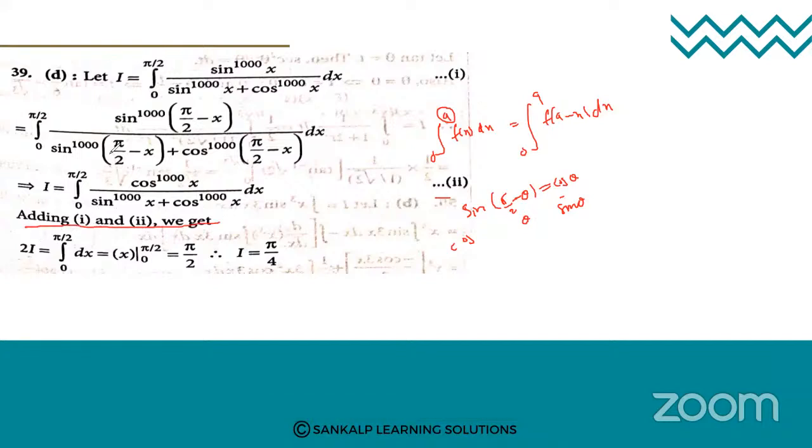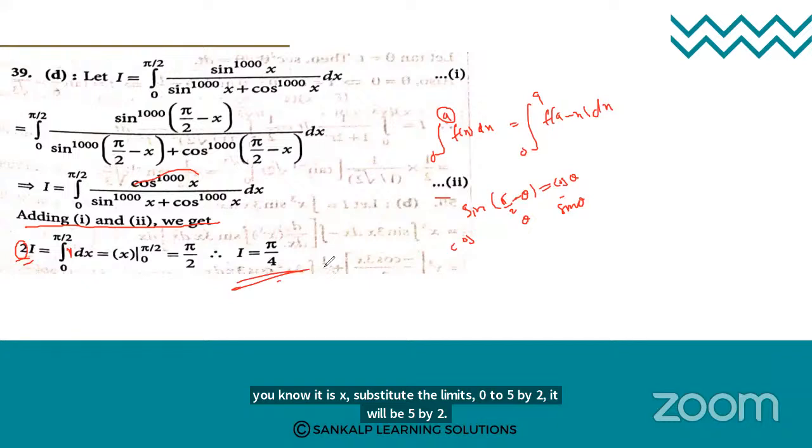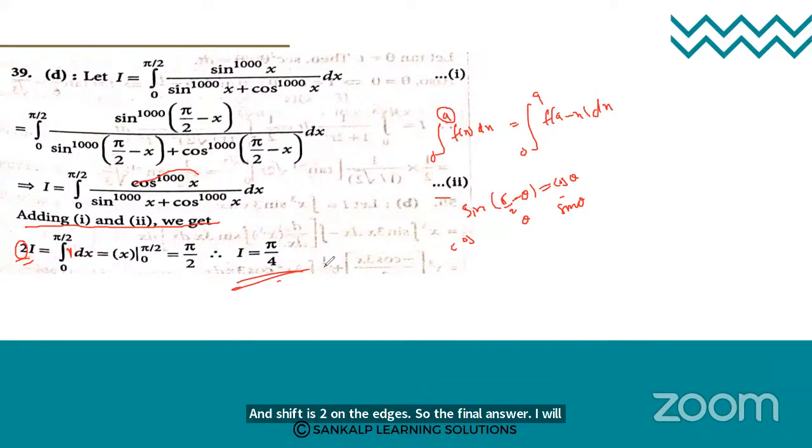Now add 1 and 2. I plus I will be equal to 2I. When we add, the numerator and denominator will be the same, so it will cancel off. Here we will get 1, and the integral of 1 we know is x. Substituting the limits 0 to pi by 2, it will be pi by 2. Now shift this 2 to the RHS, so the final answer will be equal to pi by 4.